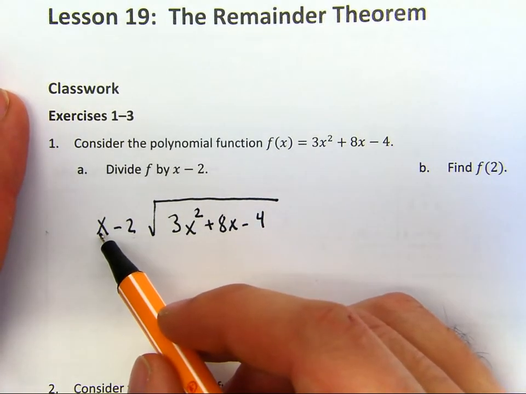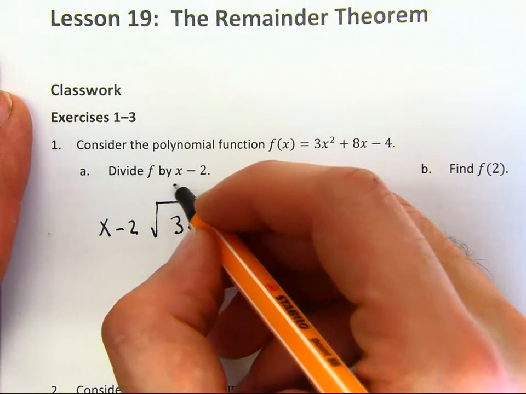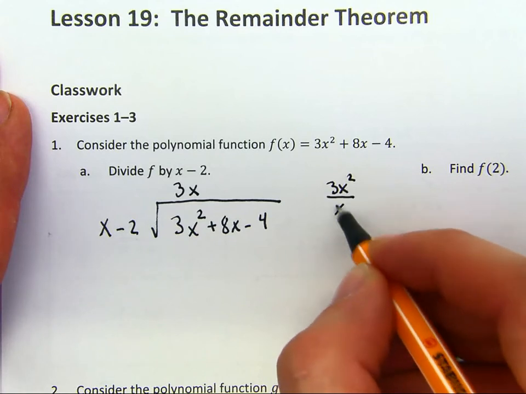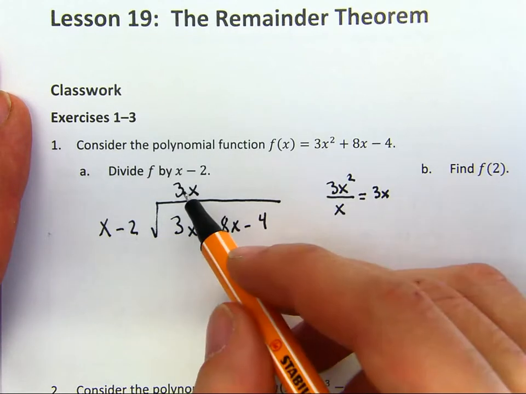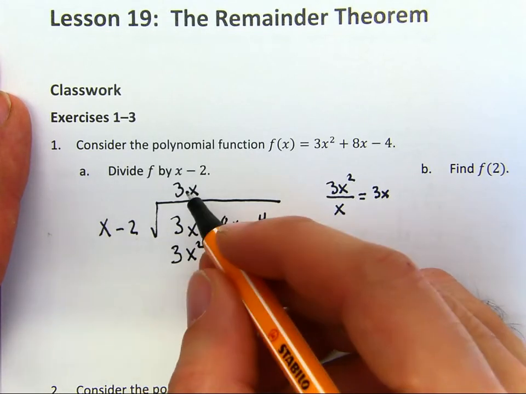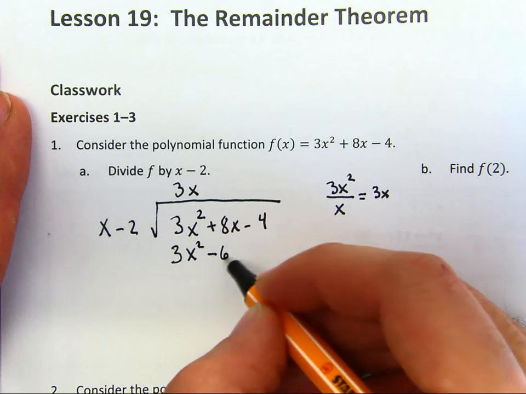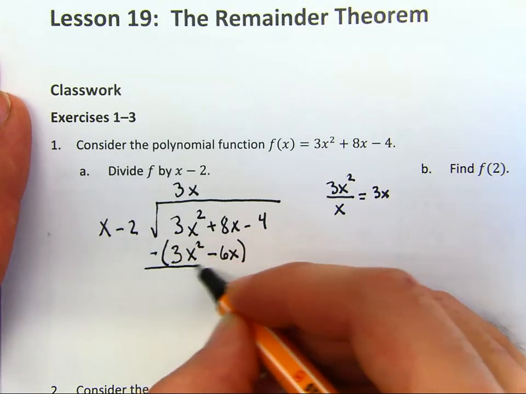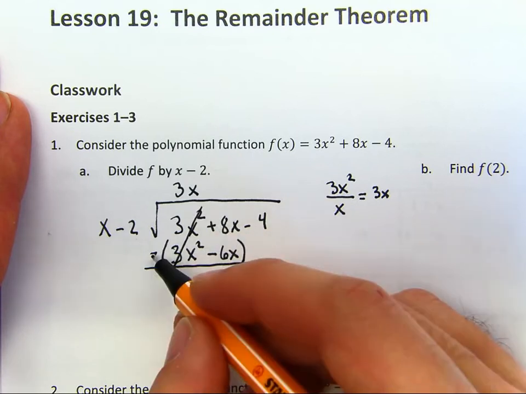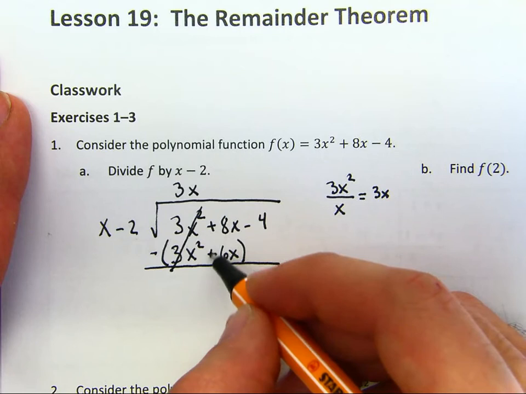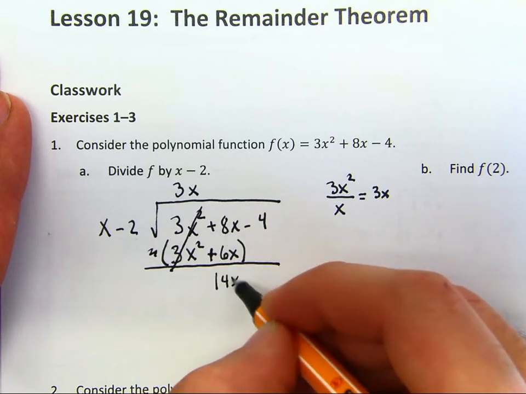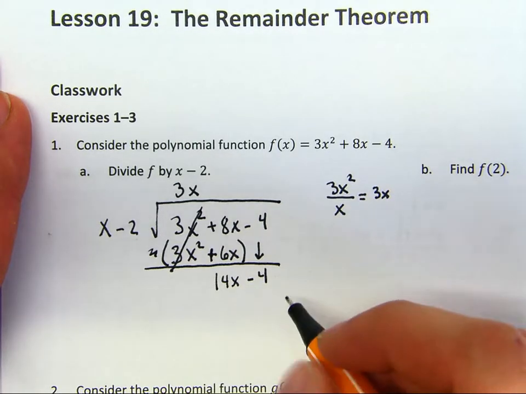First you ask, how many times does x go into 3x squared? It goes in 3x times, because 3x squared divided by x is equal to 3x. That 3x goes up here, and then 3x times x is 3x squared, and 3x times minus 2 is minus 6x. Parentheses, subtract, and then 3x squared minus 3x squared is 0. Then the minus times the negative becomes plus, so now we have positive 8x plus 6x is 14x, and then we bring down the minus 4.